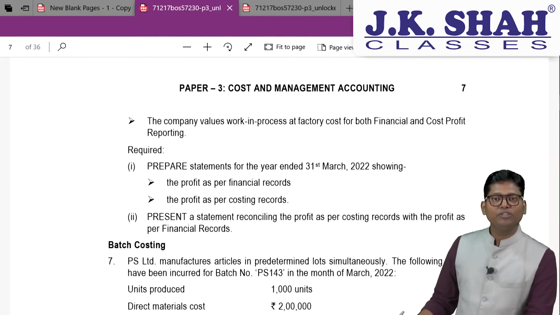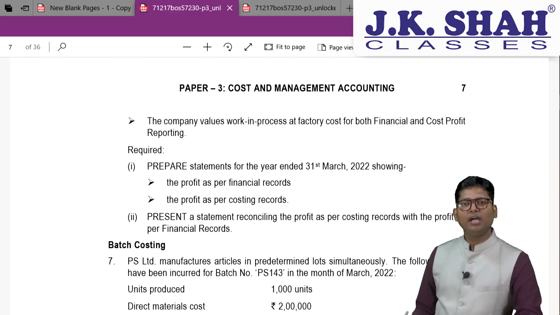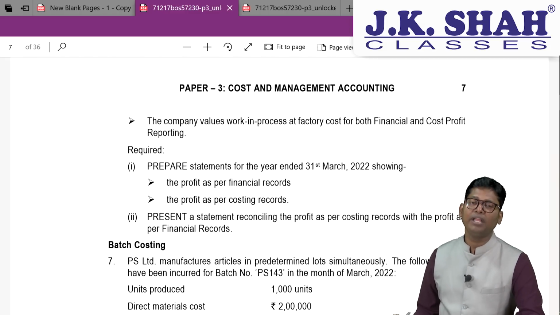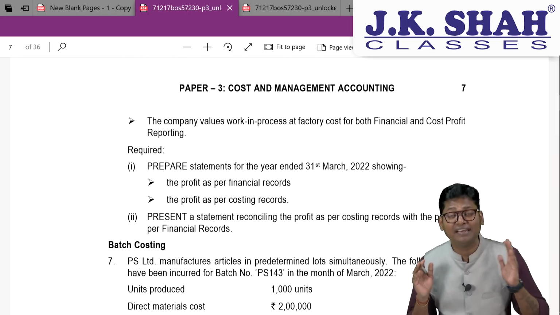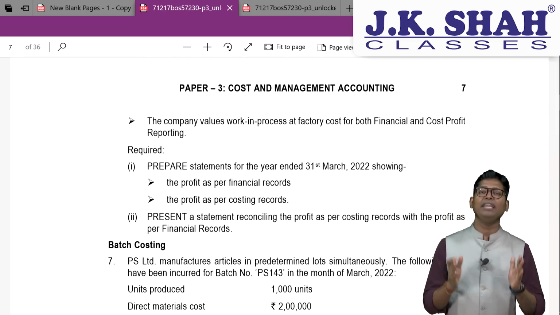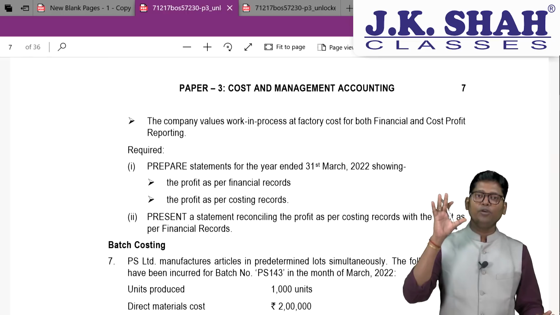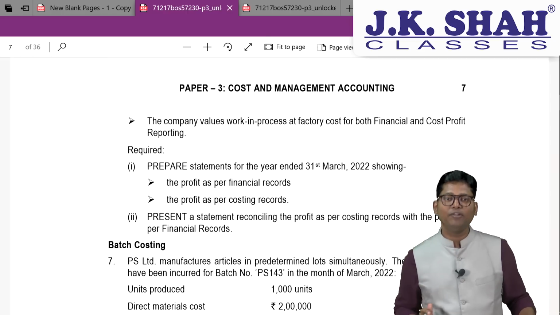The company values WIP at factory cost under the financial system also, under the cost system also. For both profit reports, WIP valuation is the same, which clearly indicates that WIP value will remain the same irrespective of cost records and your financial records. WIP value will remain same.